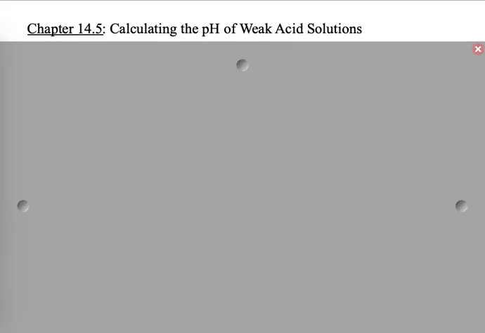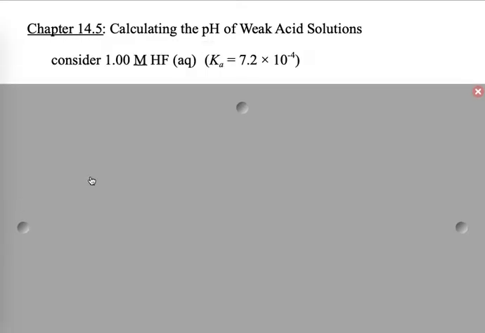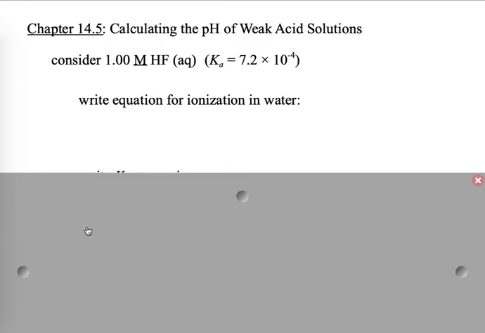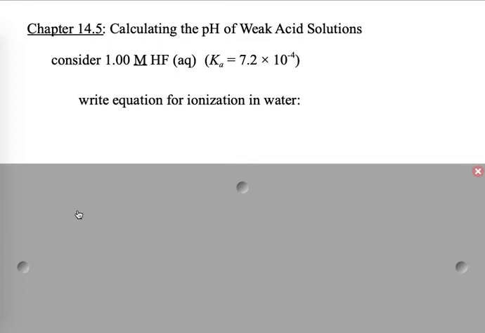This is a little bit more complicated. Let's consider 1 molar hydrofluoric acid, for which Ka is given. Let's write the equation for the ionization in water. You can either show HF giving away a proton to water to form the hydronium ion and fluoride, or if you wish, you may equally well abbreviate that as HF aqueous in equilibrium with H plus aqueous plus the fluoride anion.